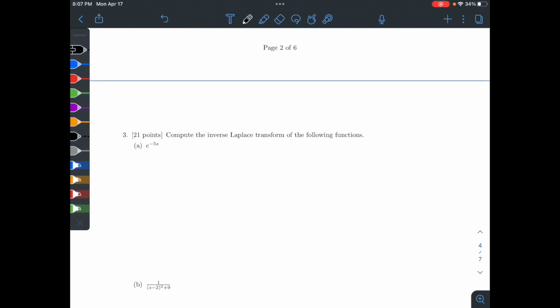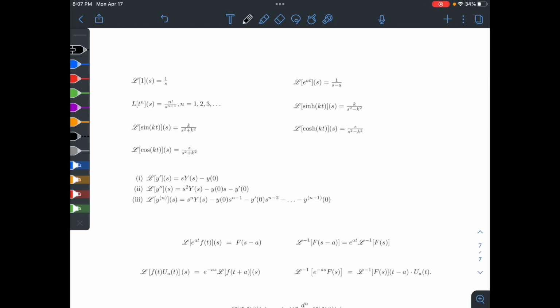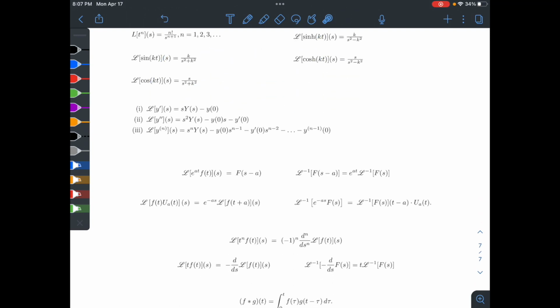All right, inverse Laplace transform of the following functions. So we have e to the negative 5s. Let's look at the table for this one. So we have an e to the constant times s, right? So e to the ks. We're looking for something like that in the table. Not here, not here, not here, here, here, here, or here. So it's not any of those.